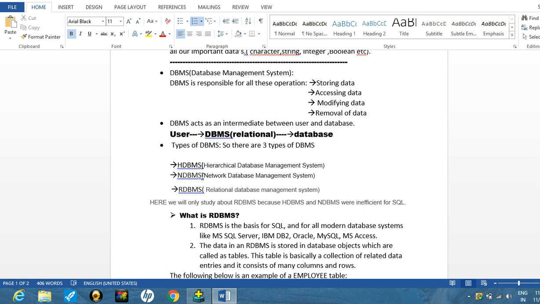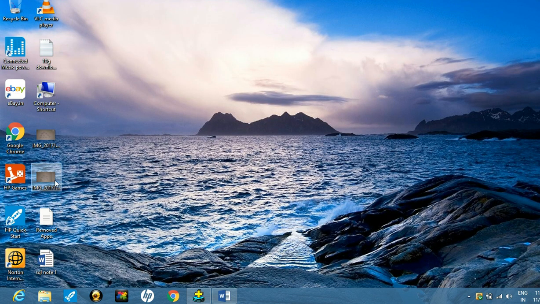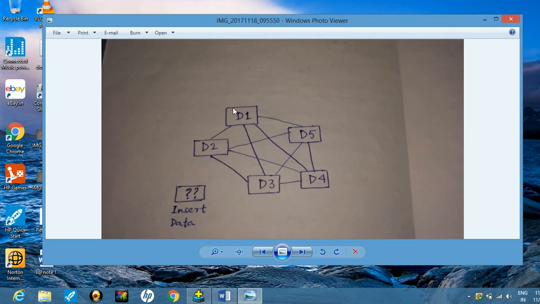Then NDBMS was released, Network Database Management System. There was a certain improvement in the database system. Here I'm showing you what changes were brought in NDBMS. Like here, this data 1, data 2, data 3, data 4, all are interconnected with each other, so retrieving data was okay. There was no problem in retrieving of data. But when we want to insert a data, there was a problem. Suppose there were 100 data in that, again if you want to insert a data, then that single data has to be connected with those 100 data in order. So this was not efficient.